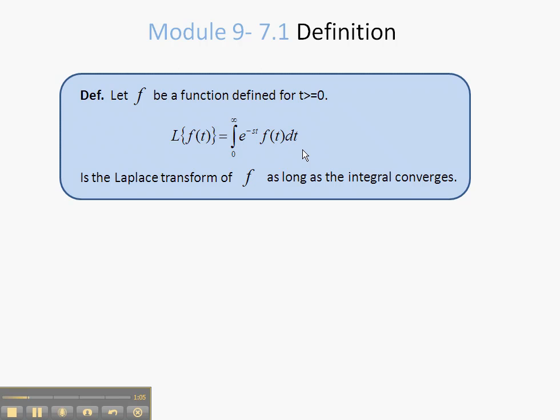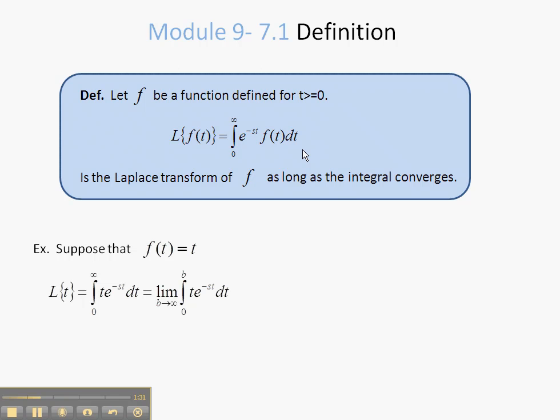And this is defined to be the Laplace transform as long as this integral converges, as long as we get something and not infinity or minus infinity. You will see in the textbook something about f of t needing to be of exponential order. And what that means basically is that f of t cannot get too large so that this integral can converge. So f of t has to be bounded in some way.